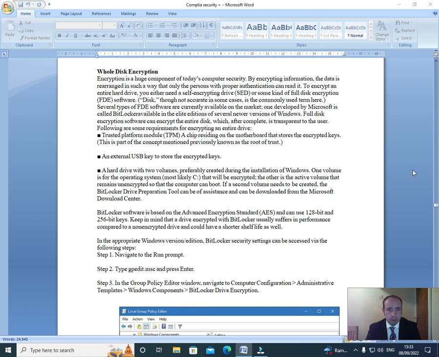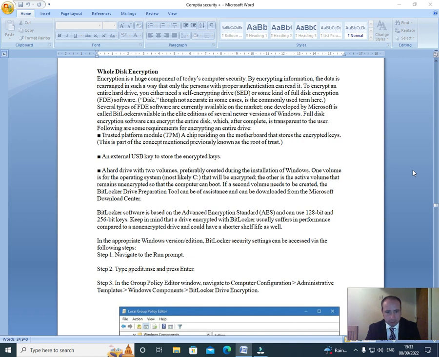An external USB key to store the encrypted keys. A hard drive with 2 volumes, preferably created during the installation of Windows. One volume is for the operating system, most likely C, that will be encrypted. The other is the active volume that remains unencrypted so that the computer can boot. If a second volume needs to be created, the BitLocker drive preparation tool can be of assistance and can be downloaded from the Microsoft Download Center.